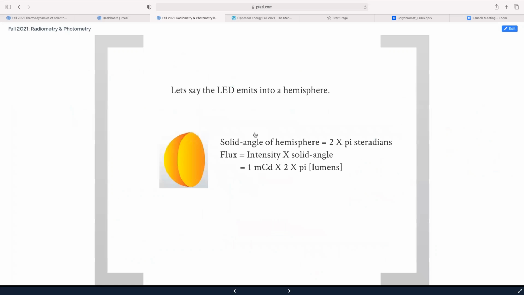Worked it out here. Let's say the LED, actually, I assumed that the LED emits into one hemisphere, not the full sphere. So the solid angle of a hemisphere is 2 pi steradians, half of the sphere. So you take the intensity, multiply it by the solid angle, and you get 2 pi, about 6 point something lumens. Is that okay? I went through it a little fast, but I want you to make sure you are following that. We'll do a few more examples.